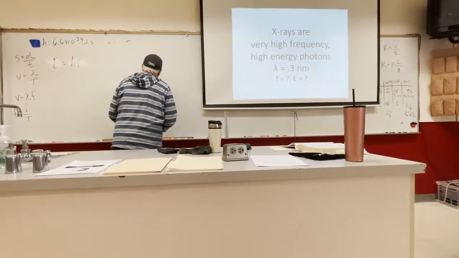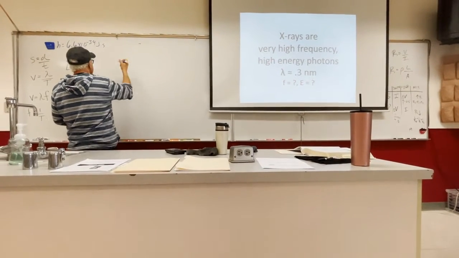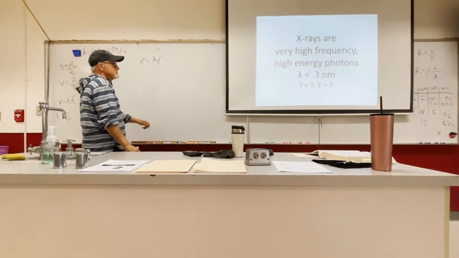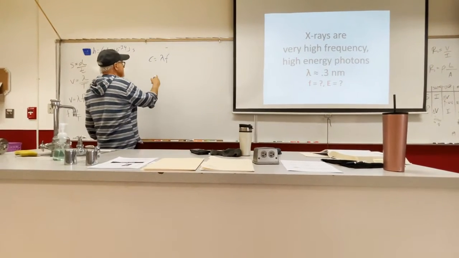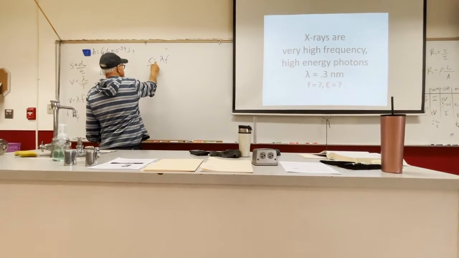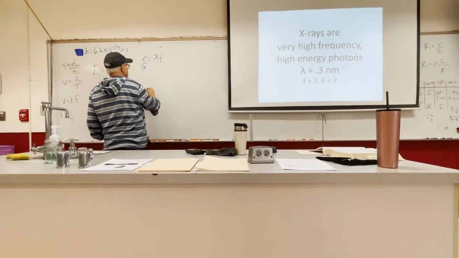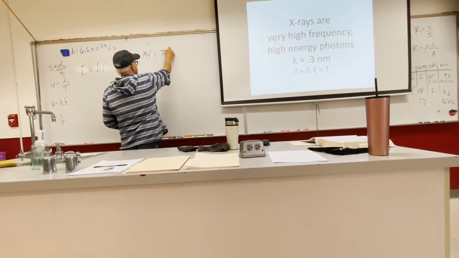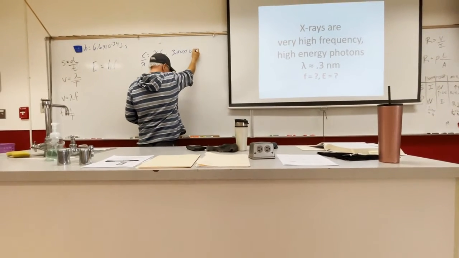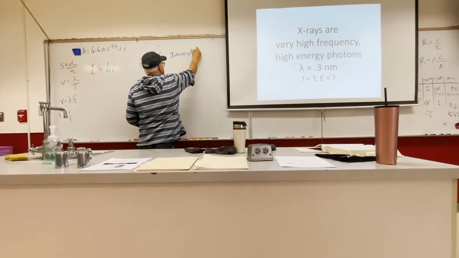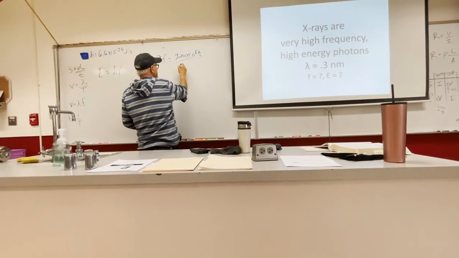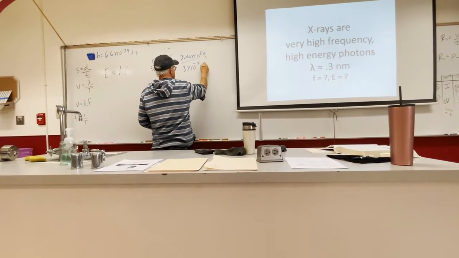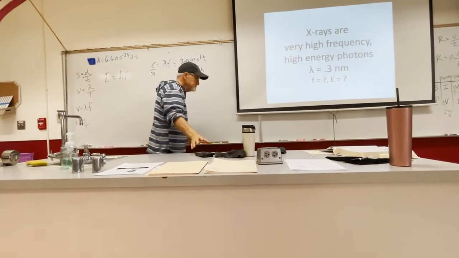Well, speed of light, c, 3.0, is wavelength times frequency. They want to know the frequency, so the frequency would be c divided by the wavelength. So that's going to be 3.00 times 10 to the 8th meters per second divided by 0.3 times 10 to the negative 9 meters.